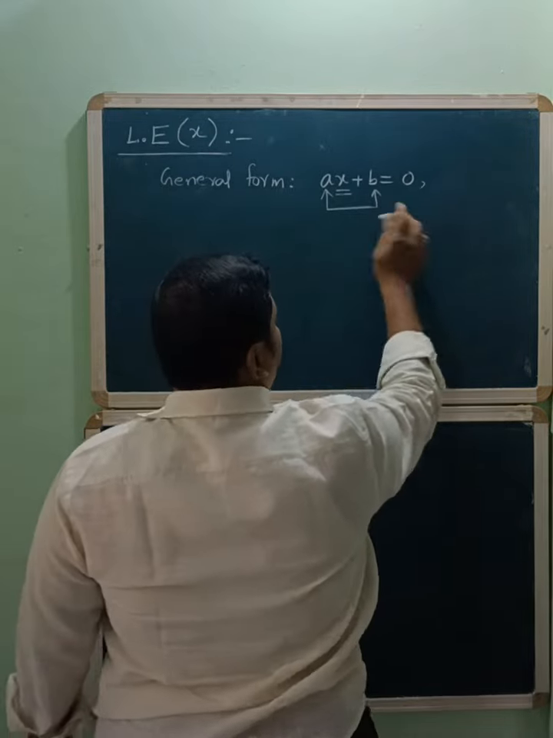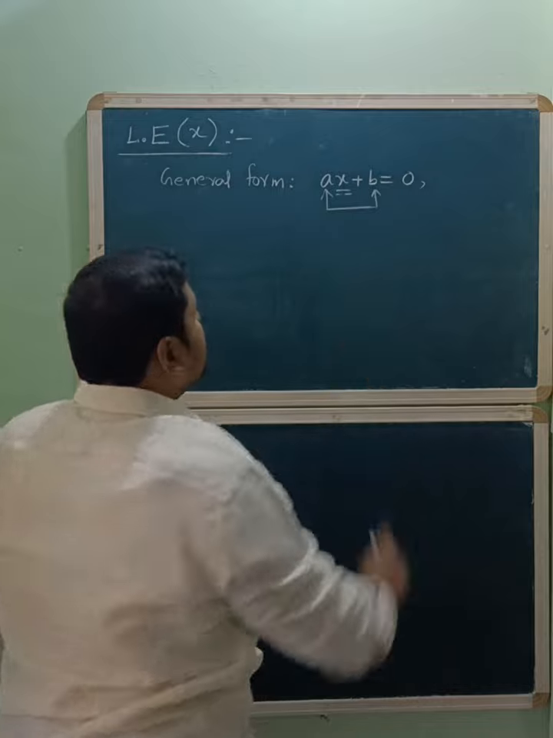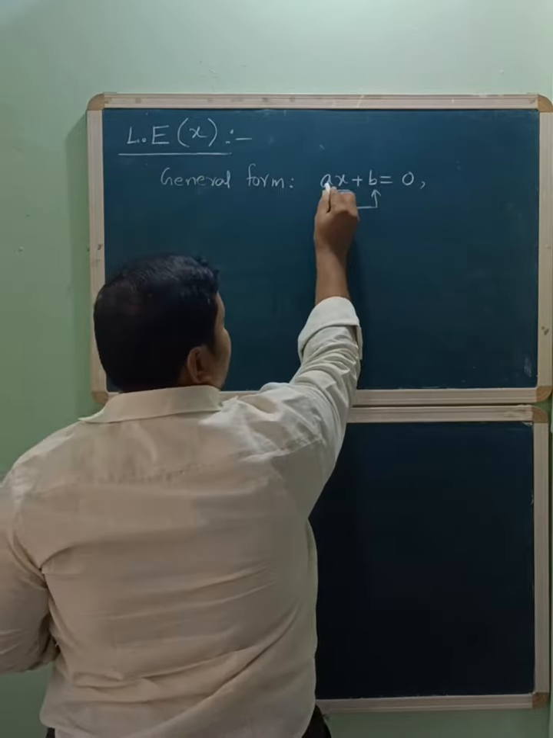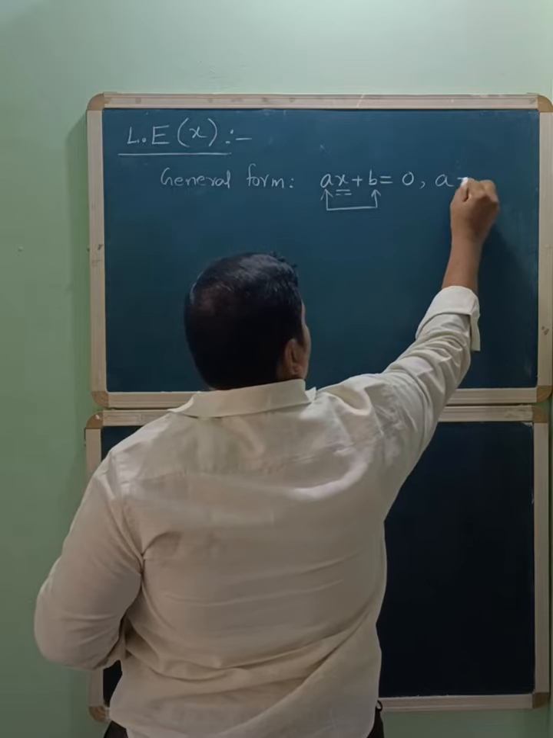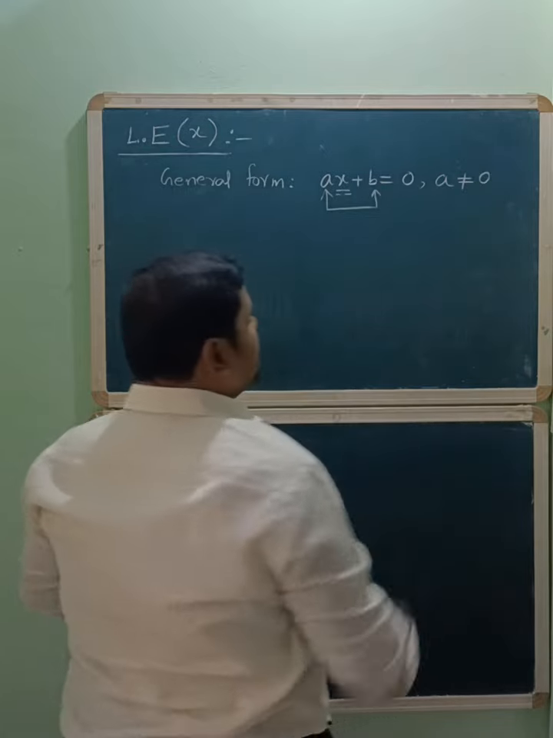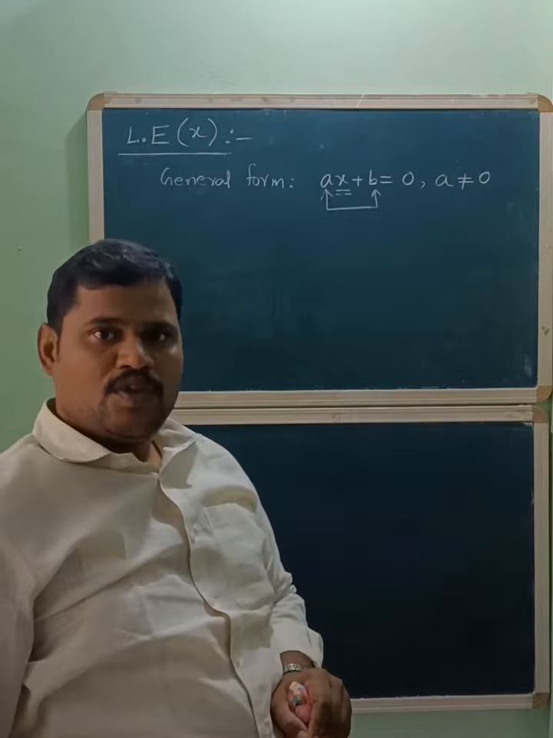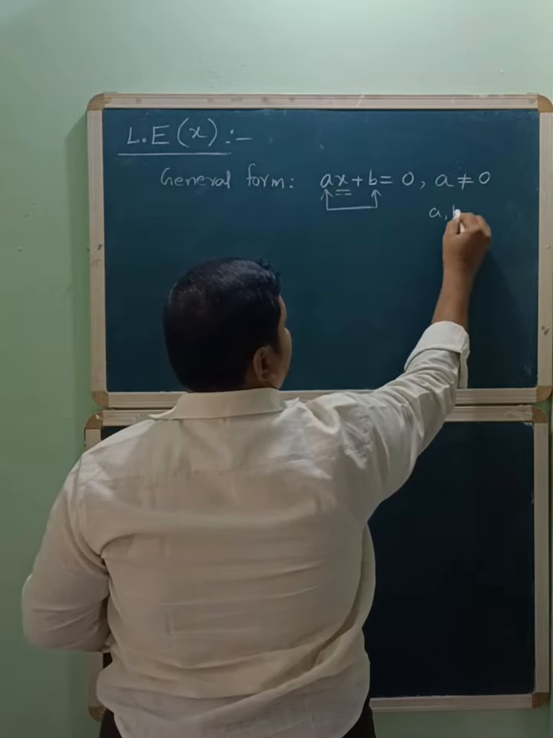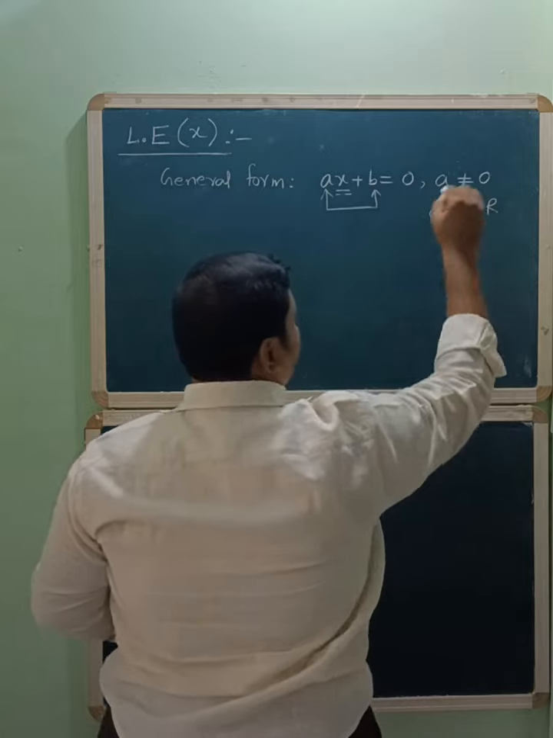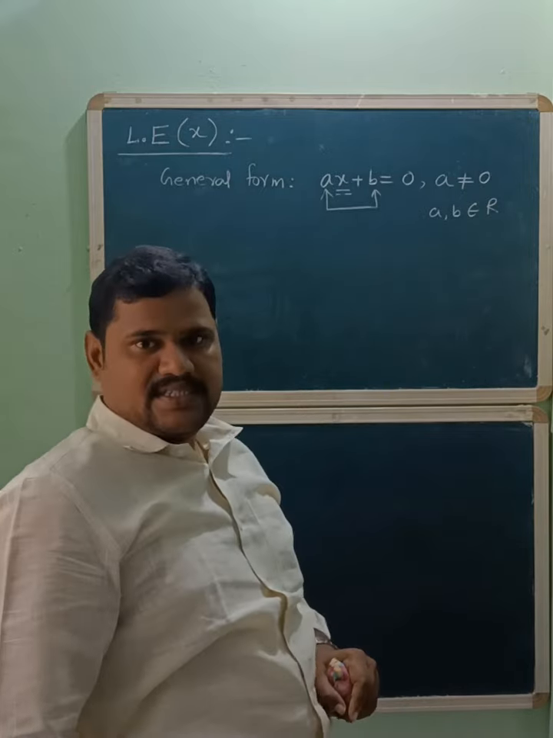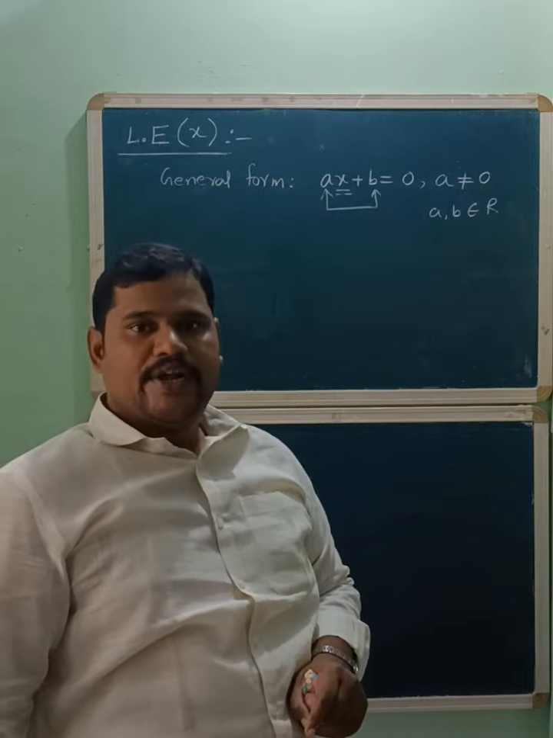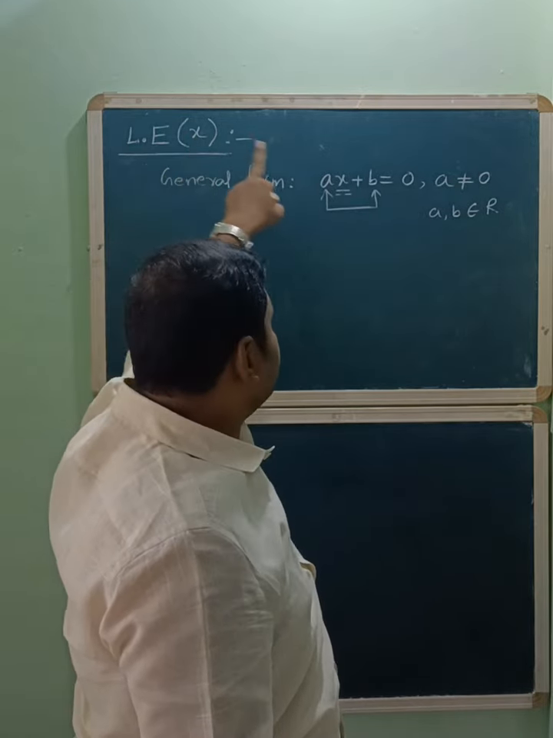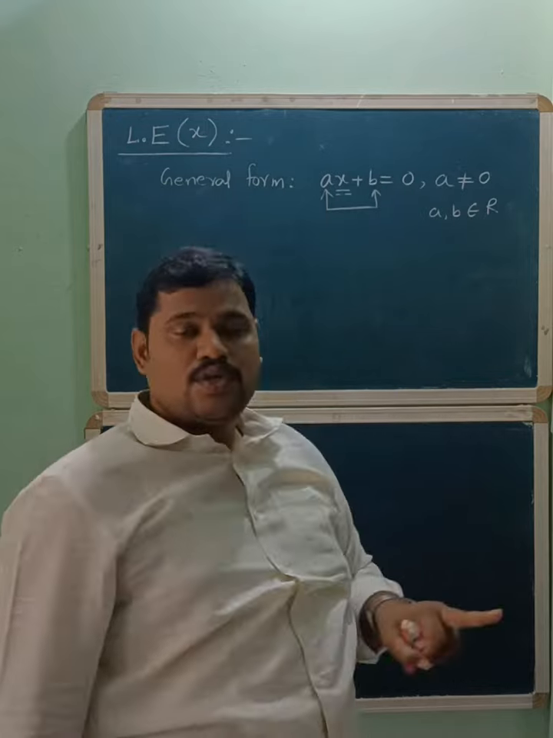Here ax plus b is equal to 0 is the linear equation in one variable, where a is not equal to 0. And also here a and b are arbitrary constants. In that place you can take a, b belong to real numbers. So the general form of a linear equation in one variable x is ax plus b is equal to 0.